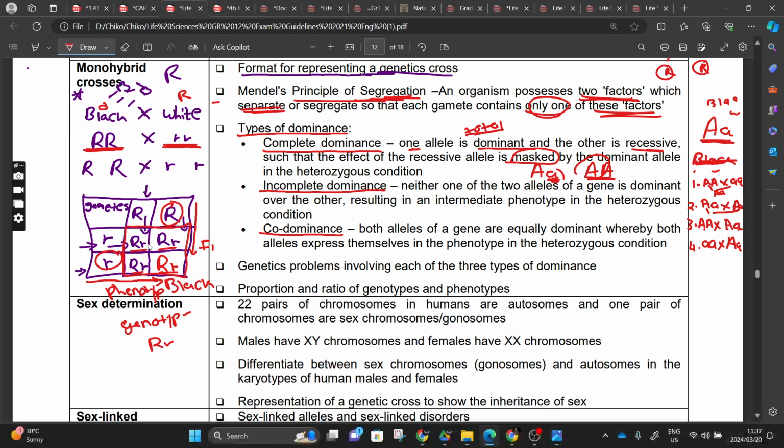And then let's talk about when neither of them is dominant. Let's talk about a cow. We see some cows that have brown, some have black coats, and some cows have white coats.